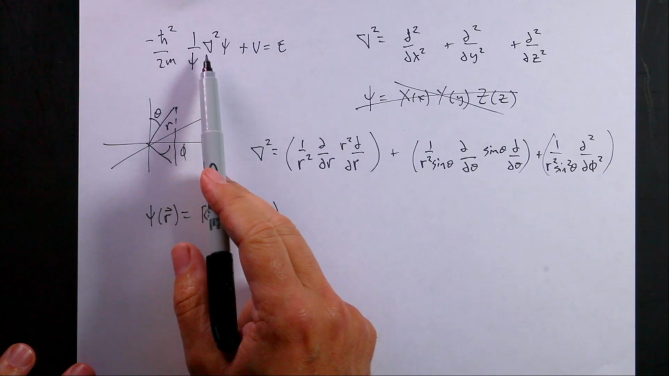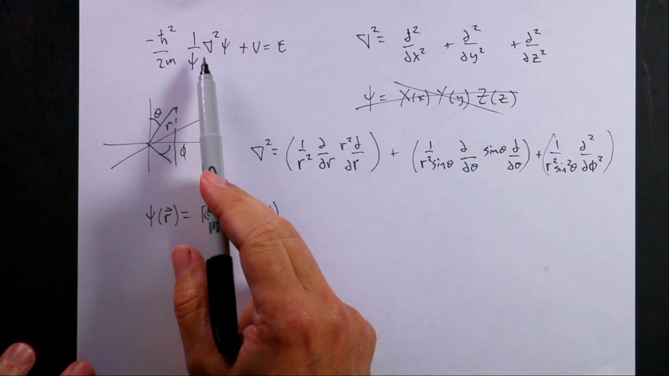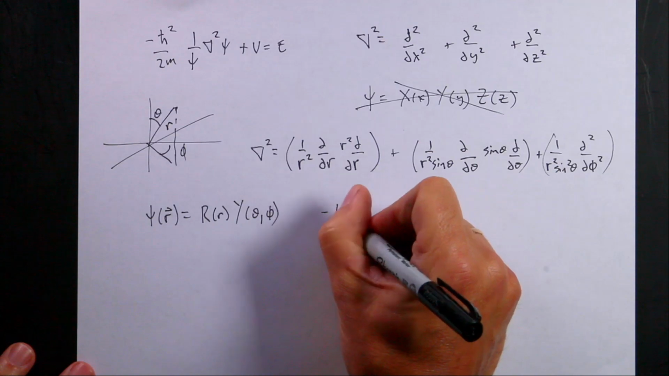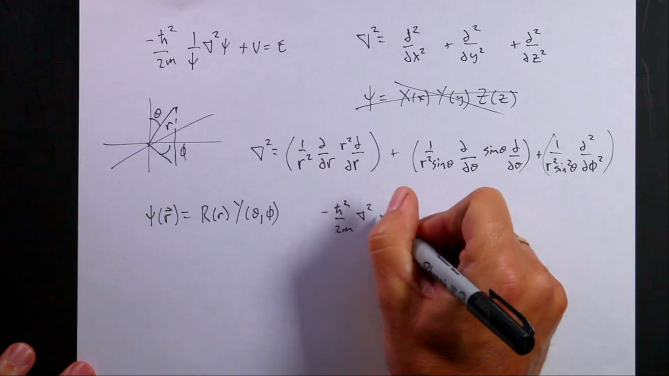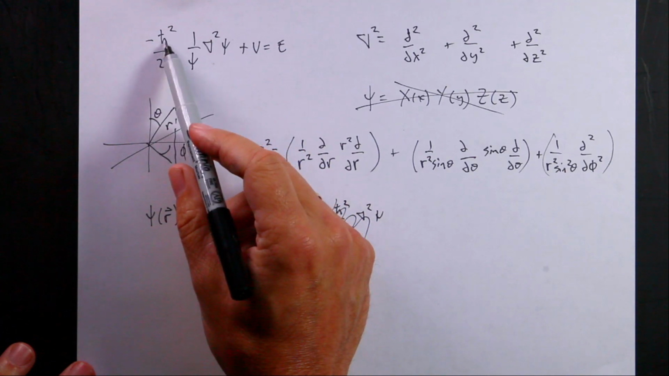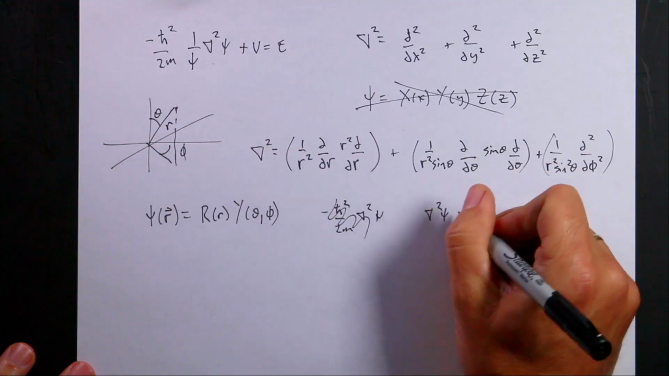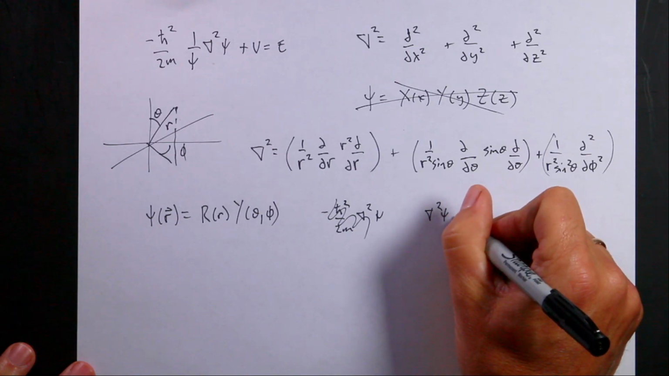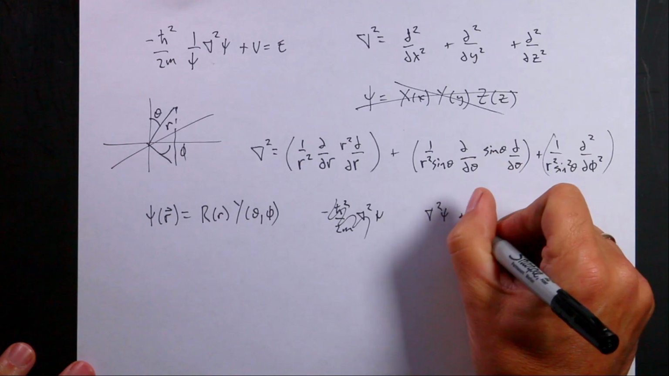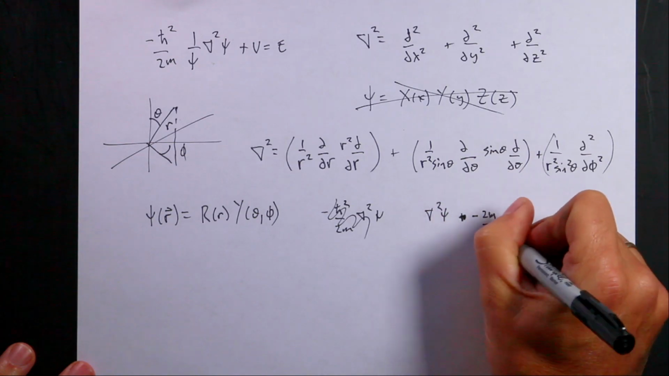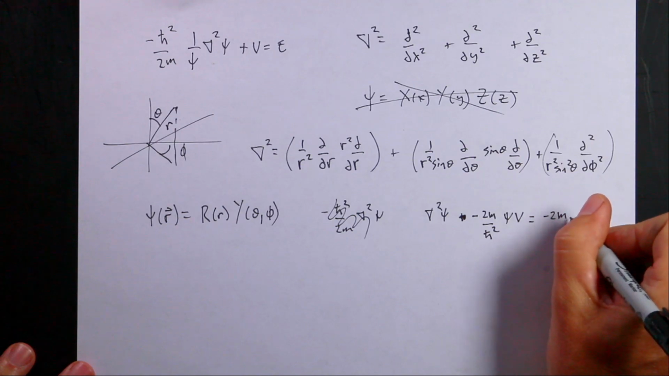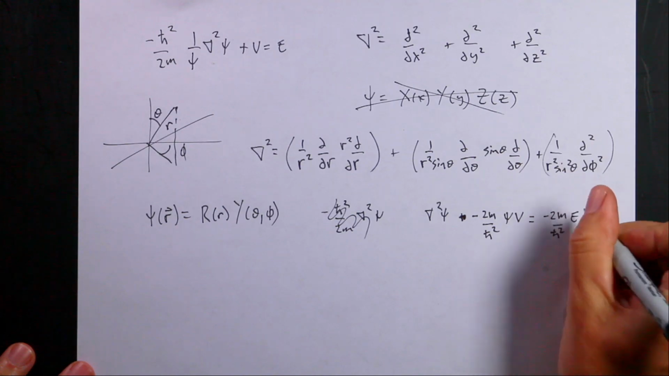Let's multiply through by psi. Actually, I'm going to multiply by psi times 2m over h-bar squared, so I get del squared psi, minus 2m over h-bar squared psi V, remember V depends on r, equals negative 2m over h-bar squared E psi.